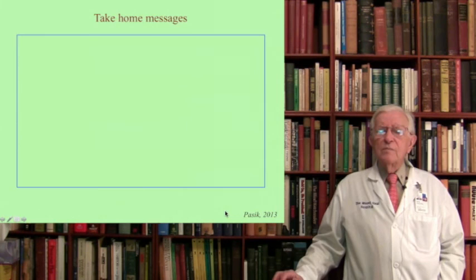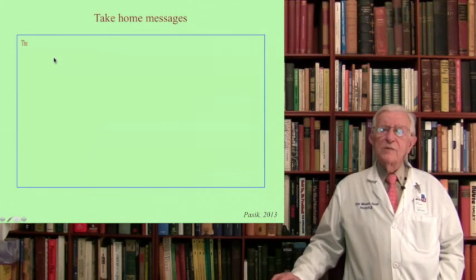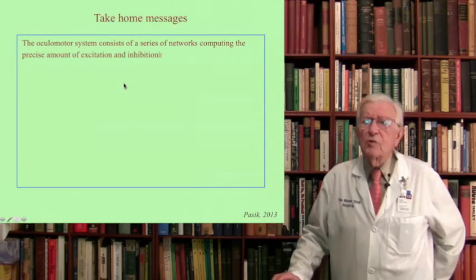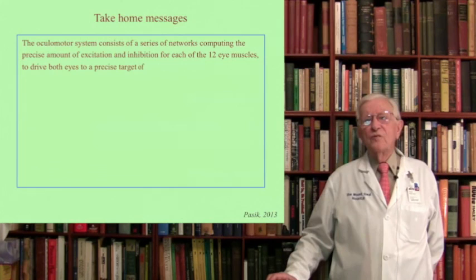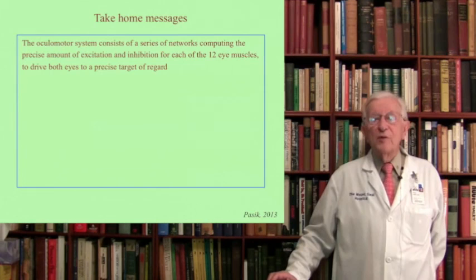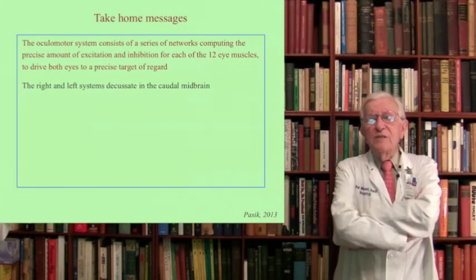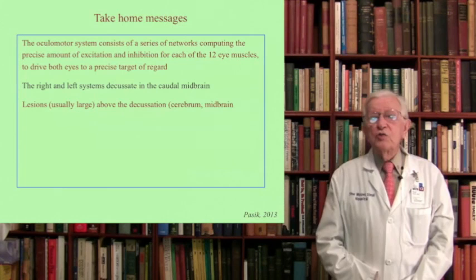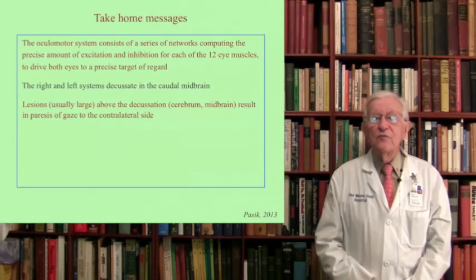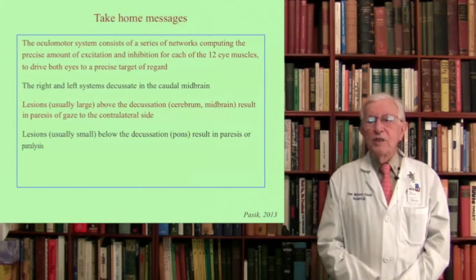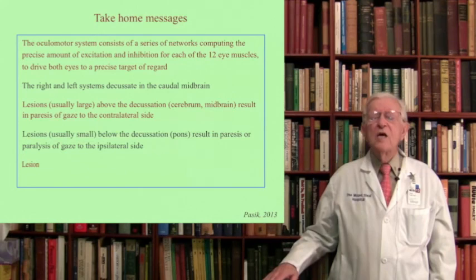All right, so we can summarize all this information in the following way. The oculomotor system consists of a series of networks computing the precise amount of excitation or inhibition of each of the 12 eye muscles to drive both eyes to a precise target of regard. The right and left systems decussate in the caudal midbrain. That's important. So lesions, usually large, above the decussation, cerebrum, midbrain, result in paralysis of gaze to the contralateral side. Whereas lesions, usually small, below the decussation, in the pons essentially, result in paralysis of gaze to the ipsilateral side.